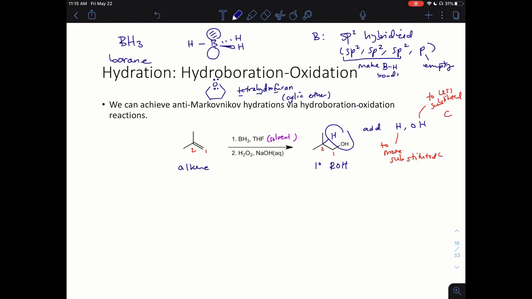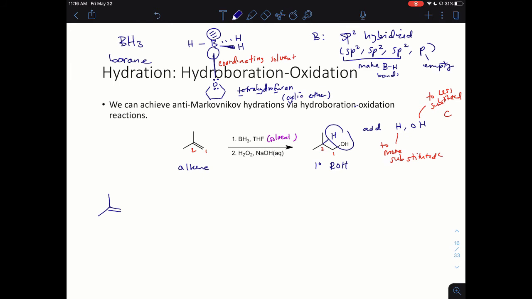THF actually coordinates, meaning it sort of donates its electrons to the empty orbital on boron. And it's required. When you buy borane, it's as a solution in a coordinating solvent that stabilizes it. Otherwise, this empty orbital is a super good acceptor. It'll accept electrons from wherever, and then you won't have it to do the reaction you want it to do. Sorry, I'm getting in the weeds here.